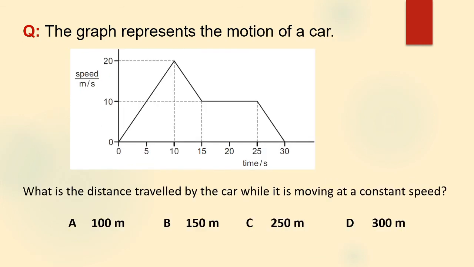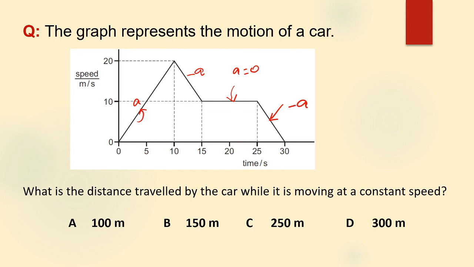The graph represents the motion of a car. What is the distance traveled by the car while it's moving at a constant speed? So we are going to see the different sections of the graph. That means the object is accelerating constantly. That section shows the object has zero acceleration because the gradient is zero, so acceleration is zero, and that shows the object is again decelerating constantly.